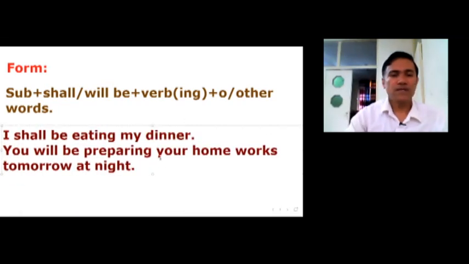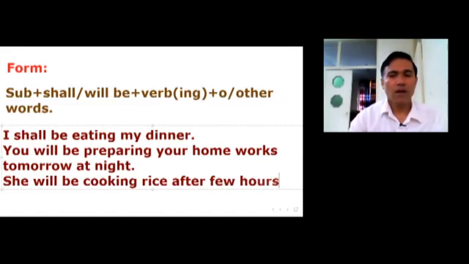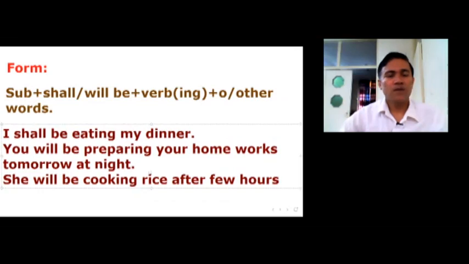Or you can say she will be cooking rice after a few hours. কয়েক ঘন্টা পর তিনি রাইস ভাত রান্না করতে থাকবেন. So in this way we can make sentences.